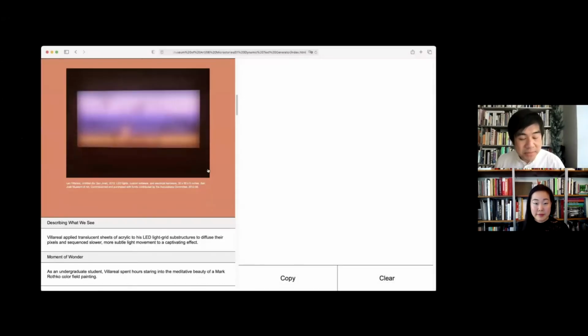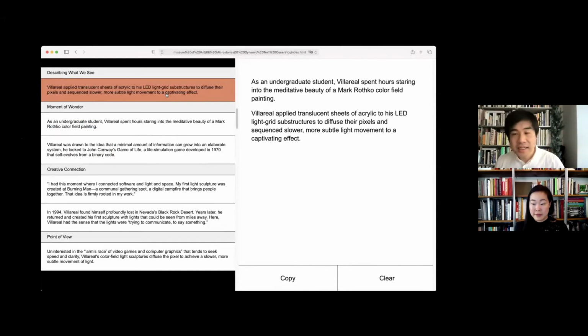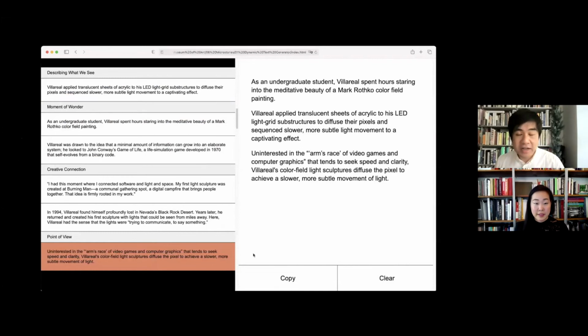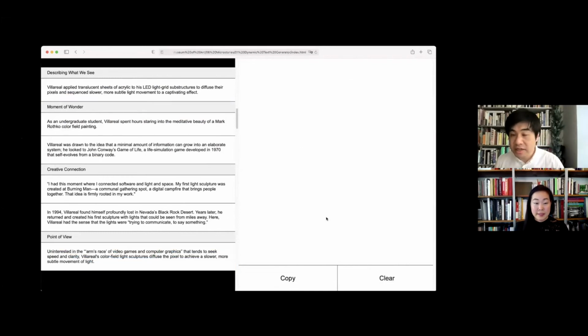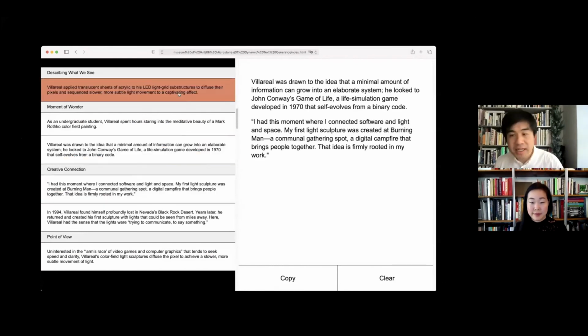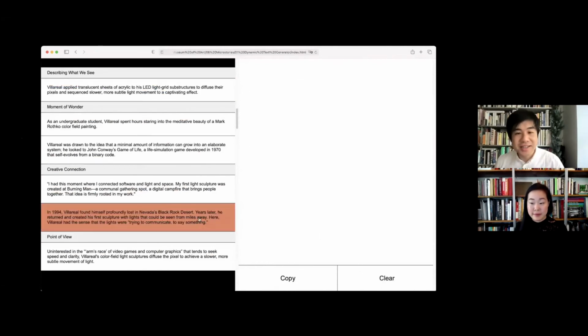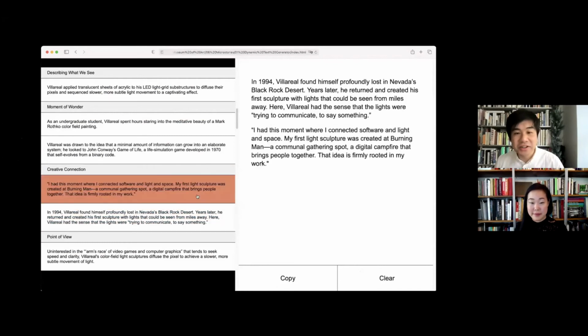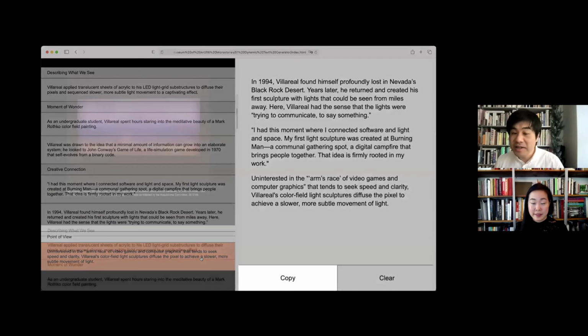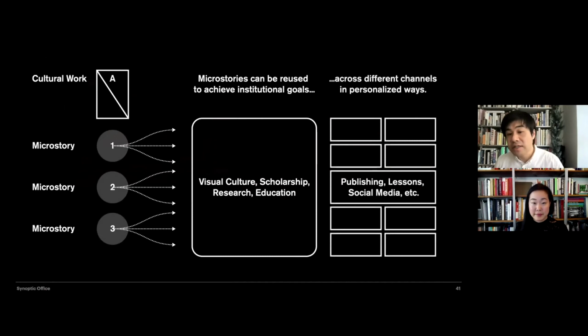Again, in this sandbox example that we've been using with the museum, you can begin to see that it allows museum staff to select different bits of these microstories and string them together into different narratives. Using the same content, you can generate slightly different versions of these narratives, which can then populate multiple channels. Once we've generated a particular narrative, we can copy it and distribute it across different types of media, for instance to attain educational goals, social media, publishing lessons, things like that.